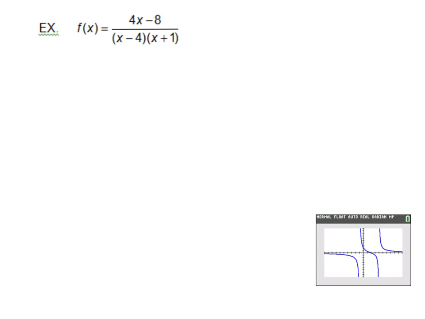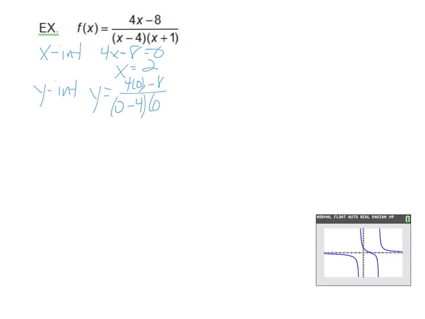For this one, we want to do all the same things. Starting with the x-intercept, if we set the top equal to 0, we end up with x equals 2. Y-intercept, fill in zeros for all of the x's. So 4 times 0 minus 8 over 0 minus 4 times 0 plus 1. So that would be -8 over -4, which is +2. Vertical asymptotes. This one is already factored, and so the bottom equal to 0 would give us x equals 4, x equals -1.